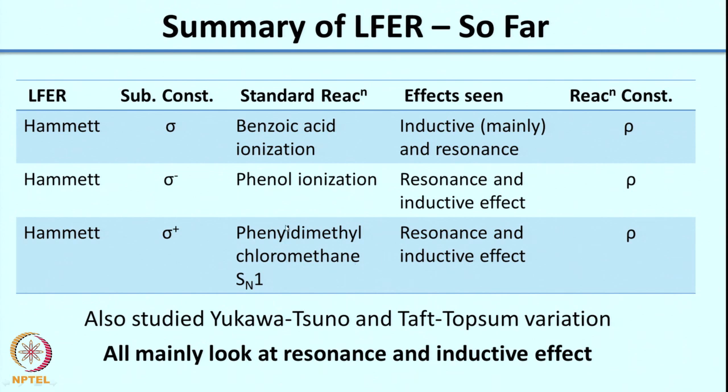And if you have a positively charged intermediate, the standard reaction is phenyl dimethyl chloromethane dissociation, like an SN1 reaction, and the substituent constant is sigma plus. And here again you see an effect which is contributed both due to resonance as well as an inductive effect, and here again the reaction constant is rho.